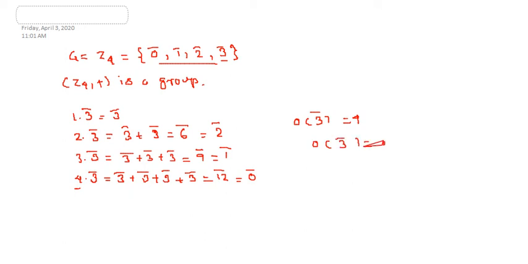So let me erase that first. The order of 3 is the same as the order of the group. So from the result, we can say that Z4 is a cyclic group. So this is one of the applications of the result. So it's a cyclic group.